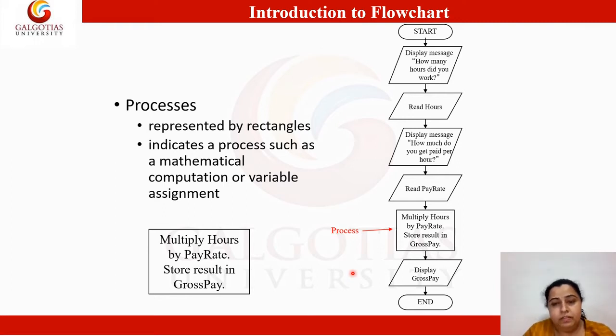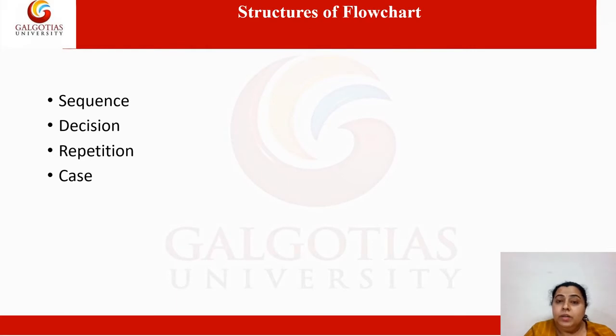Now, as we already have seen in the objective, these are the different structures of a flow chart: a sequence, a decision, a repetition, and a case. Now let's pick them one by one and let me explain how they work. So first, let's start with a sequence.